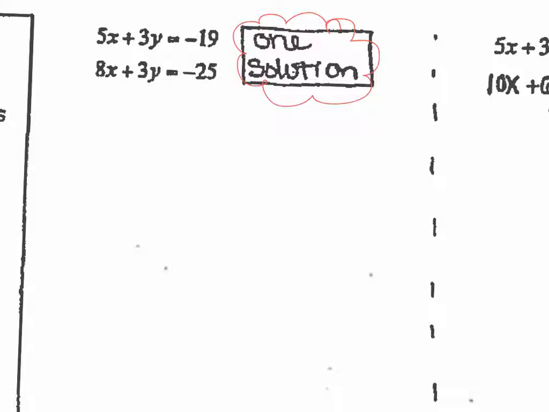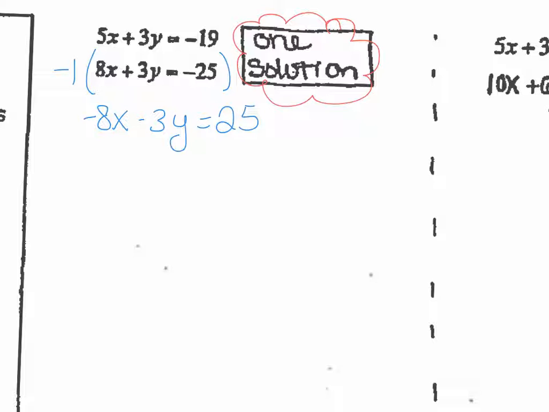And in order to do that, you can multiply by negative 1 to either of your equations. I'm going to choose the second one. It doesn't matter which one you pick, you'll end up with the same result. And then I'm going to rewrite this second line. So we end up with negative 8x minus 3y is equal to 25.